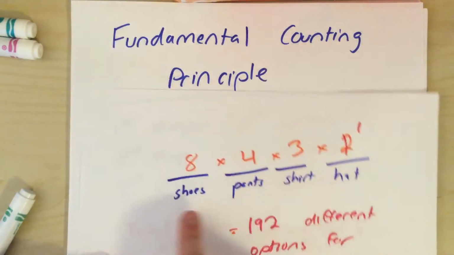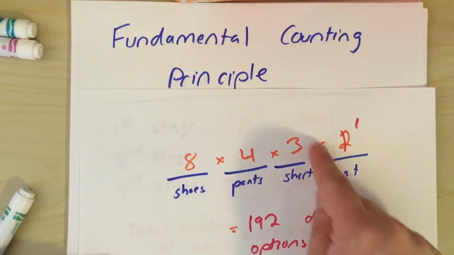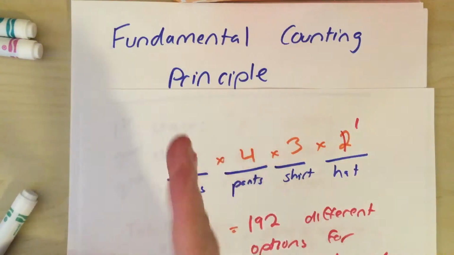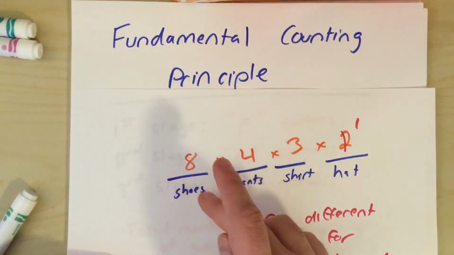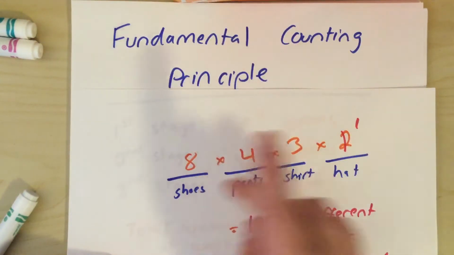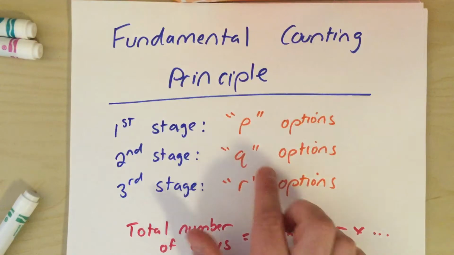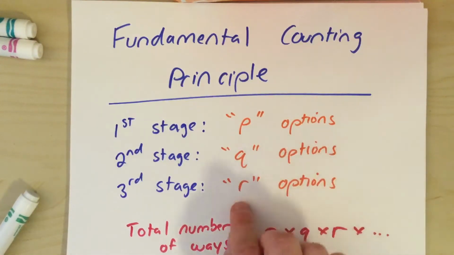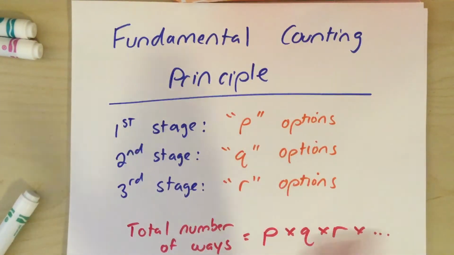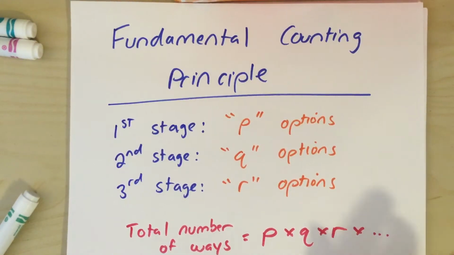All right, so this was a stage, and that was a stage, and this was a stage, and this was a stage. And for each stage, you had to make a choice, and you were going to choose one thing in those stages. So if you had P options in the first stage, and Q options in the second stage, and R options in the third stage, and so on and so forth, S options in the fourth stage, T, whatever, then the total number of ways you're going to have is kind of what we said. It's going to be P times Q times R, and dot dot dot in math is code for etc., etc.